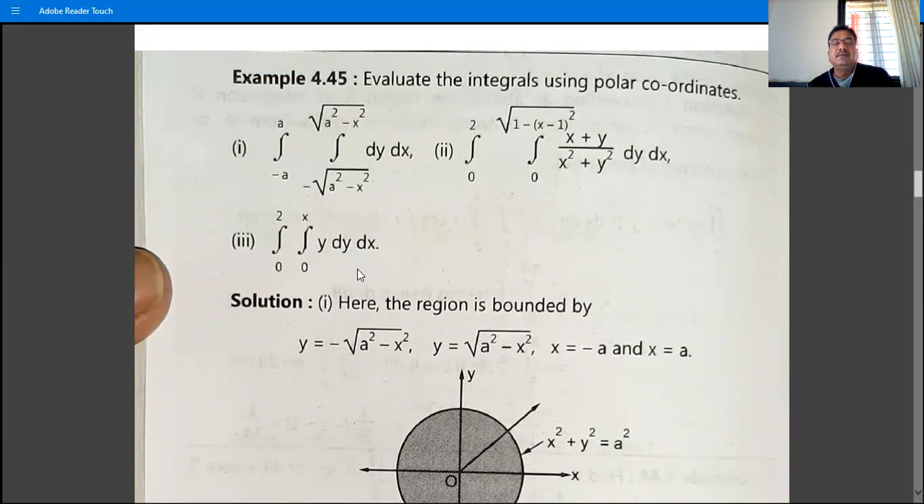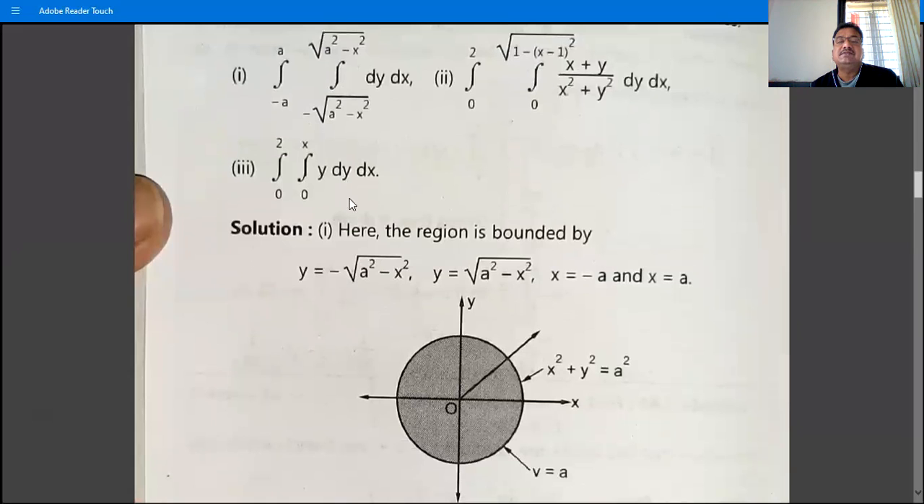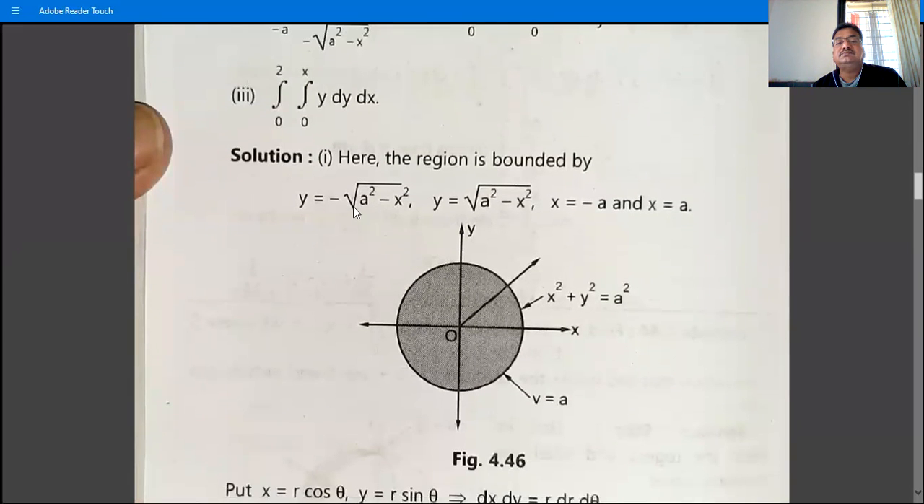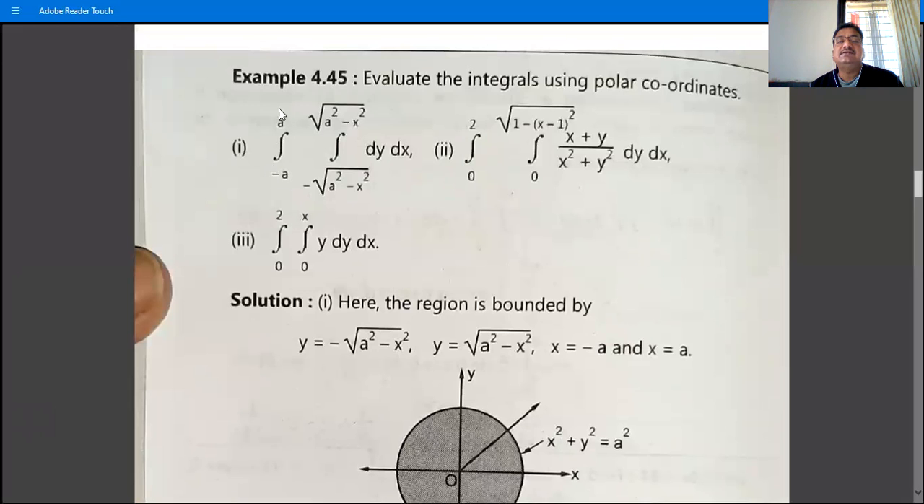So first problem: x from minus a to a, and this is the limit on y: y is minus root a square minus x square, and y is root a square minus x square. If we simplify this by squaring both sides, we have y square is equal to a square minus x square, that is, x square plus y square is equal to a square, a circle with center 0 0 and radius a. So we have to use the polar coordinates. And x is minus a and x is plus a.